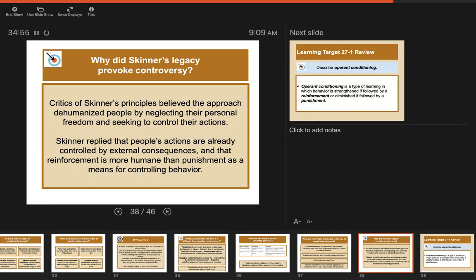So what did his legacy provoke controversy? Well, critics of Skinner's operant conditioning principles believe the approach dehumanized people by neglecting their personal freedom. So Skinner was all about, we don't really have free will. We're just sort of controlled by the actions around us. Skinner replied that people's actions are already controlled by external consequences and that reinforcement is more humane than punishment as a means for controlling behavior. To Skinner, as I said at the beginning of this module, he thought that we could use these behavioral principles that he uncovered to make a better world and to really focus on reinforcement to sort of shape behavior to the way we think it should be.